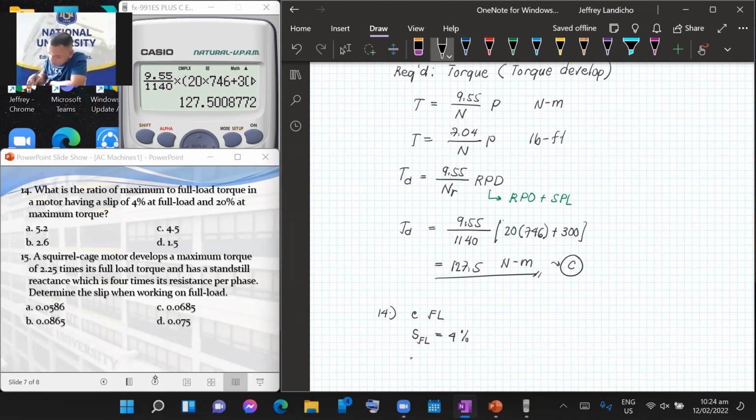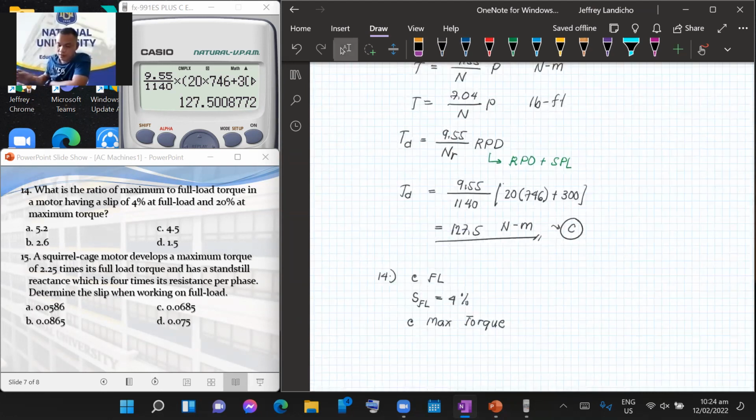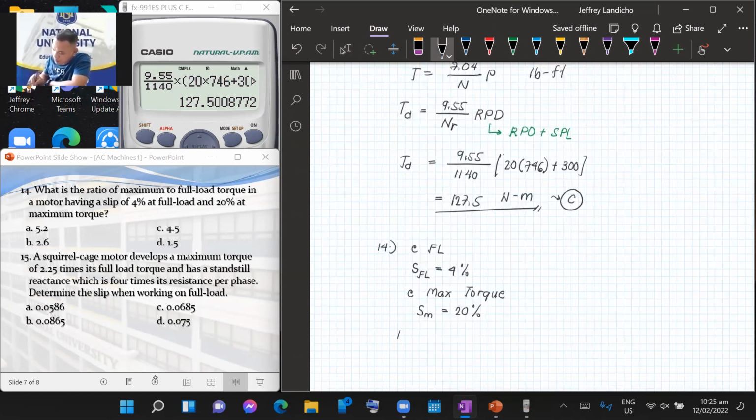Now, at maximum torque, not maximum efficiency, instead, maximum torque. So, at maximum torque, that is considered S sub M. That is the slip at maximum torque. So, that is 20%. So, ano ang hinahanap? What is the ratio of maximum torque over the full load torque?